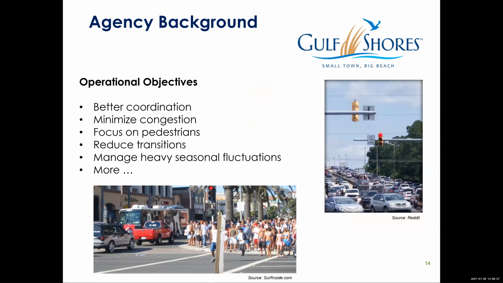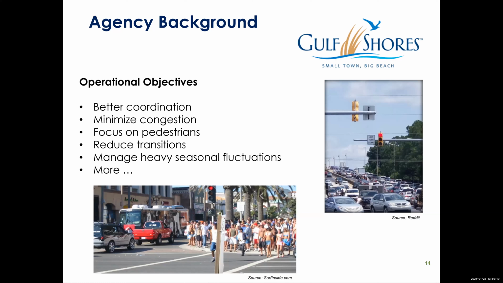So when we started looking at this, there were quite a few objectives that they wanted to consider. First of all, they wanted better coordination. With the fluctuation in traffic and the fluctuation in population, it was hard to maintain a valid coordination plan at any time of the day. With coordination, they also wanted to minimize congestion. Once a week, normally on Sunday afternoons, there's a huge exodus at about noon, where everybody's leaving the condos and heading north. And so it can get really congested.